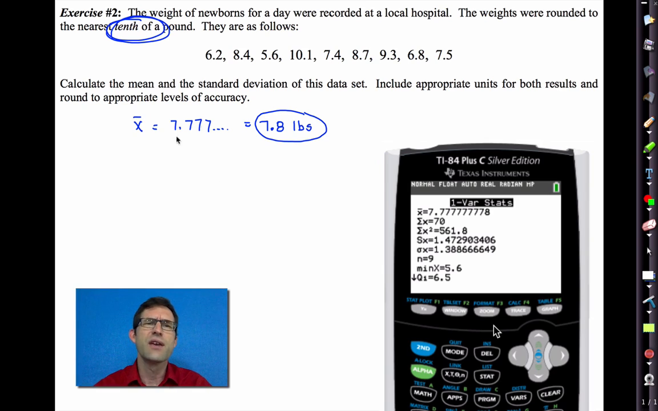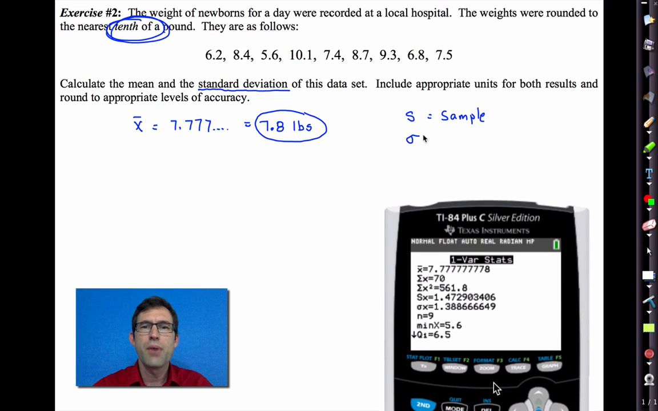Now, the standard deviation. That one's kind of a good question, isn't it? Should I use the sample standard deviation? Should I use the population standard deviation? Believe it or not, I think this is actually open to debate. You might think that nothing in mathematics is open to debate, but I think this actually is. I'm going to use the population standard deviation because it says the weights of newborns for a day. In other words, this is the entire population of newborns that were born that day.